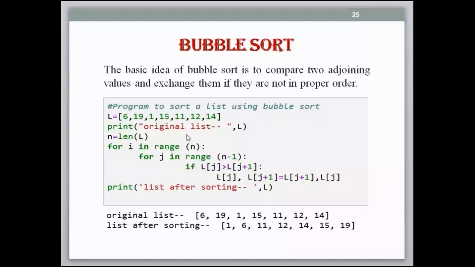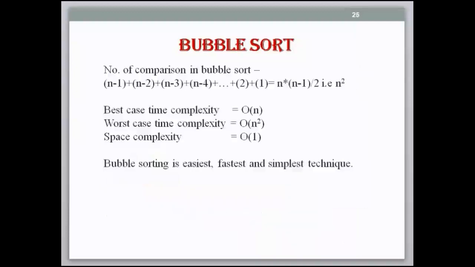So here is the program. Like I have taken a list, then first I print the original list, then I have taken the length of this list. Here you can see that nested looping is used. Why? Because one loop runs from 0 to n minus 1 and the second loop from 0 to n minus 2. So here we check the first element with the next element, and if the first element is greater, then we swap it, we exchange it, and at the end we will get a sorted list. Now the number of comparisons in bubble sort is n square.